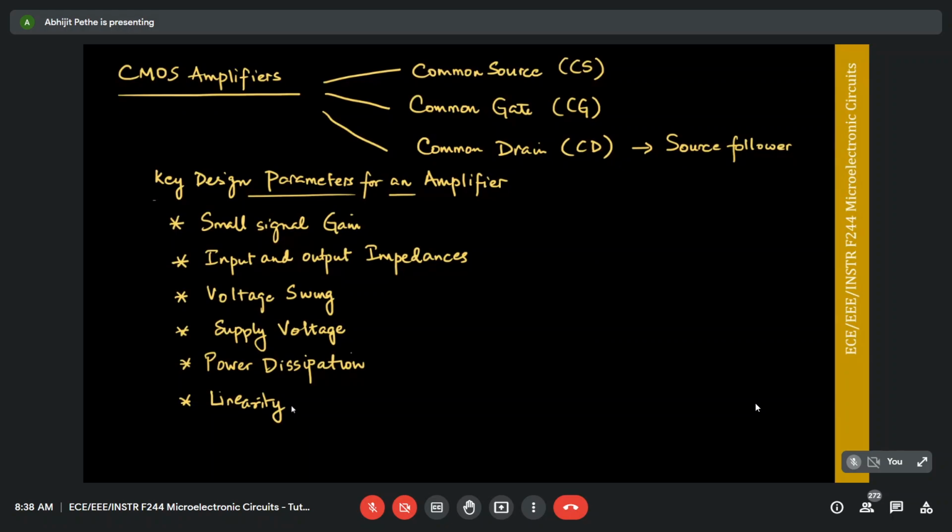It's independent of the frequency of the input, right? So linearity is something which we want. And the other thing which we will worry about is noise performance.